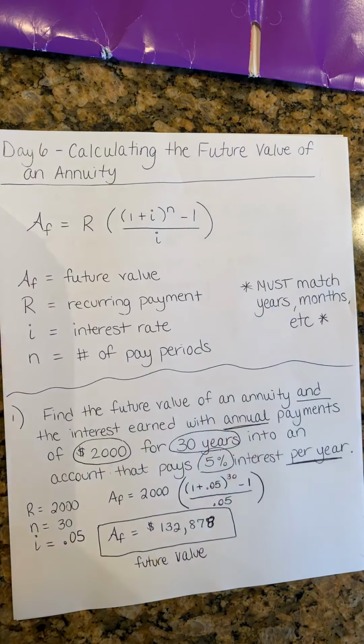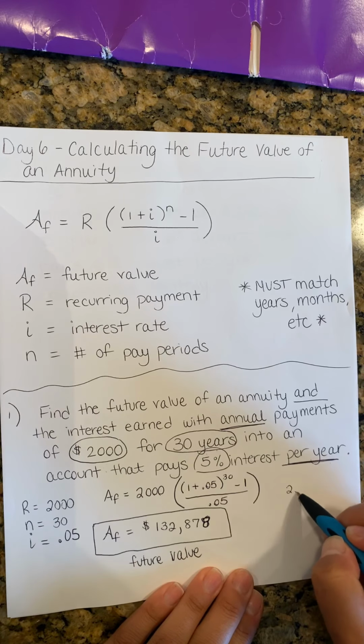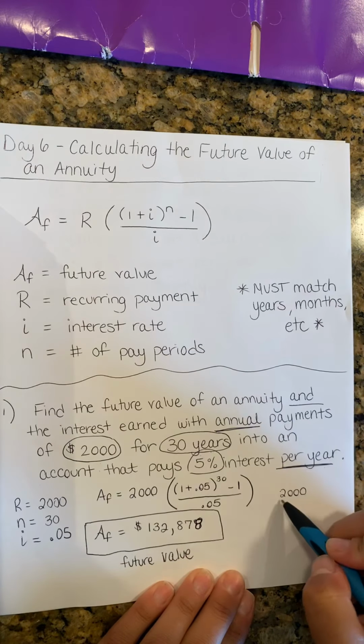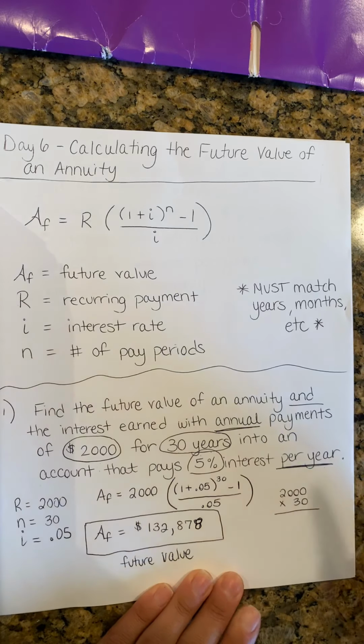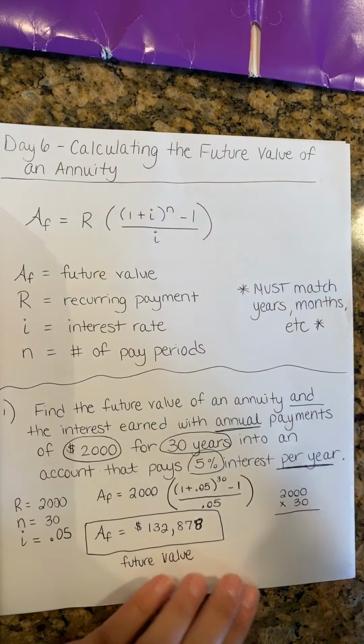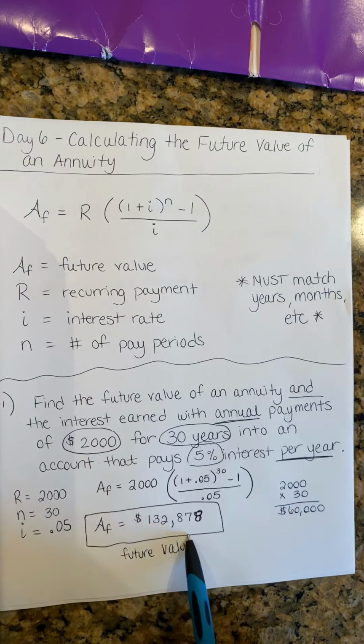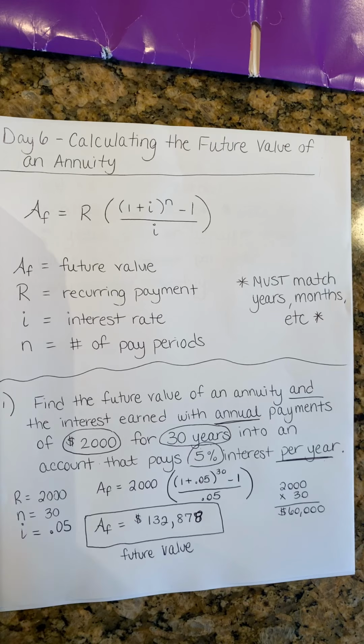But you have to also remember that you're putting money into this account. Okay? So you have your money that you're putting in, plus you have the interest that you're earning. So the interest that you're earning is like your free money. To figure out the interest that you're earning, first off, we're putting in $2,000 30 times, right? We're putting in $2,000 a year for 30 years. So 2,000 times 30 means you're putting in $60,000. So $60,000 of that money is your money.